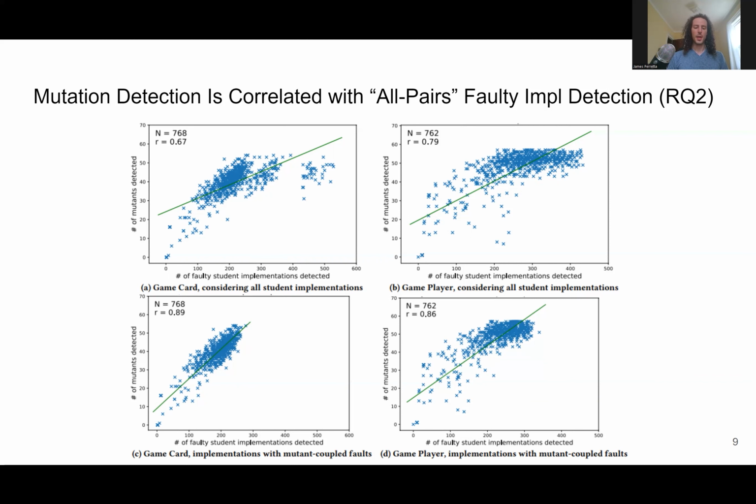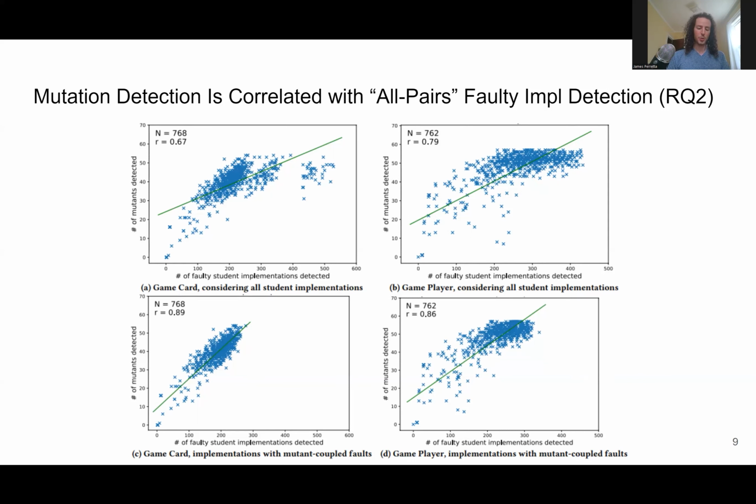Using a combination of manual source code inspection and augmenting the instructor-written test suite with test cases targeted at a single fault, we searched for faults in the student-written implementations that are not coupled to any mutants generated by the mutation analysis tool we used, which in this case was MUL. We then identified student implementations that contain only these not mutant coupled faults. We removed those implementations from the dataset and we replotted the graph.